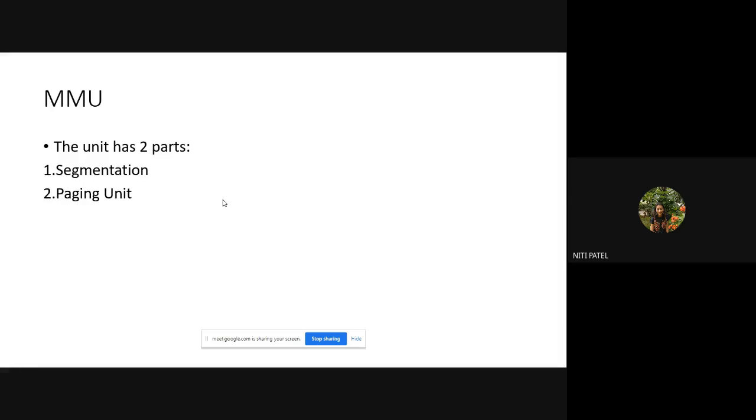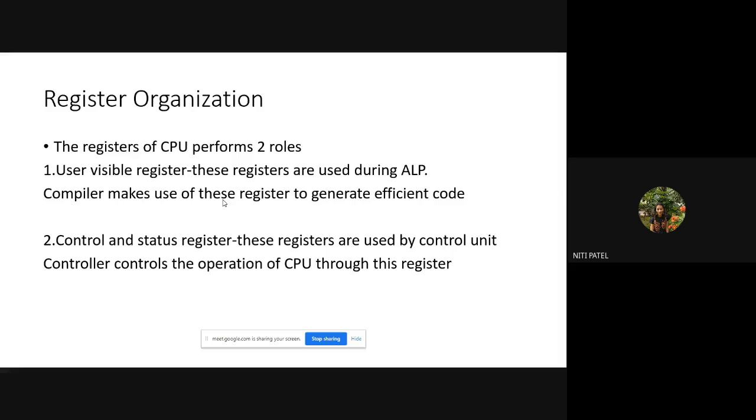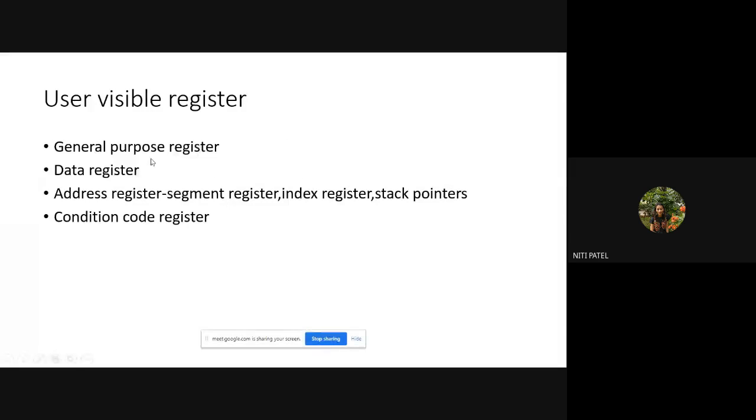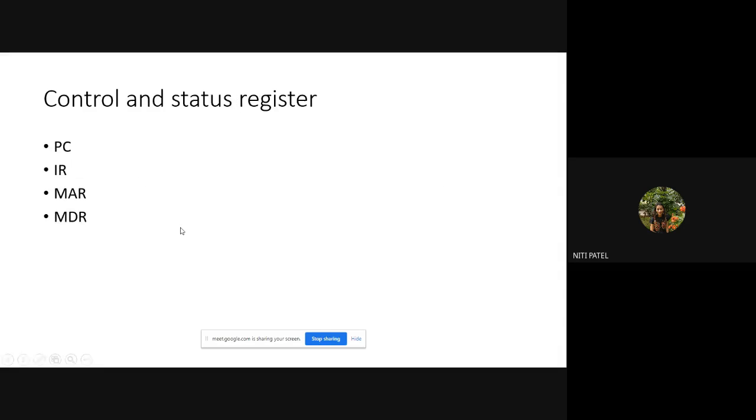Then we had seen that there are different registers in each and every processor. The registers in the 80386 are divided into user visible registers, and control and status registers. User visible registers means those registers are visible, or the values of those registers are visible, whenever we execute an assembly language program. So we had general purpose registers, data registers, address registers like segment, index, and stack pointer, and condition code registers. The control and status registers were program counter, instruction register, memory address register, and memory data register.